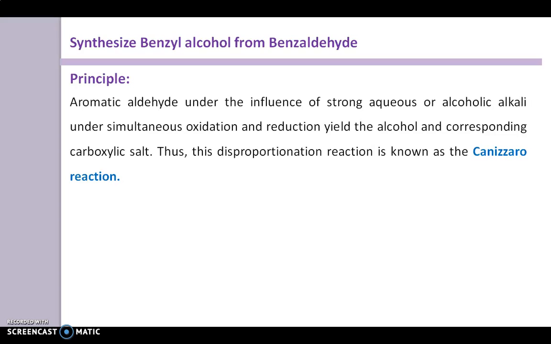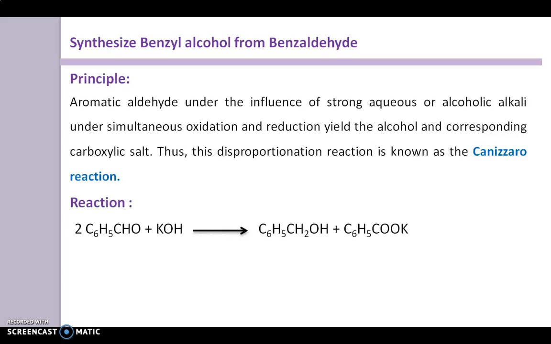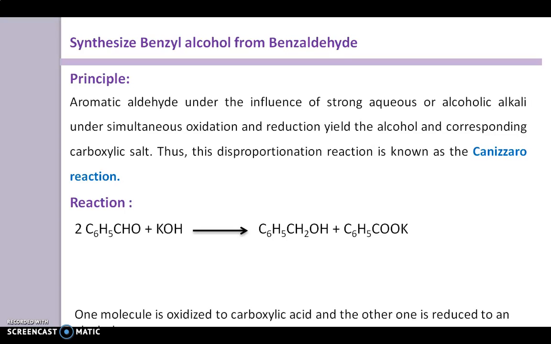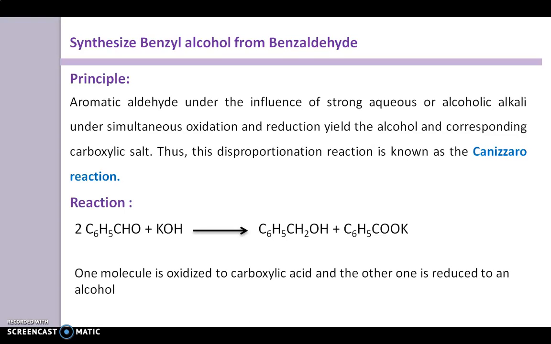So in this video we discuss in detail the mechanism by which benzyl alcohol is formed from benzaldehyde, and this reaction is Cannizzaro's reaction. So here is a reaction in which 2 moles of benzaldehyde react with hydroxide, giving benzyl alcohol and a carboxylic salt, which is the potassium salt of the carboxylic acid. So one molecule gets oxidized to carboxylic acid and the other one is reduced to an alcohol. So what is the actual reaction mechanism?